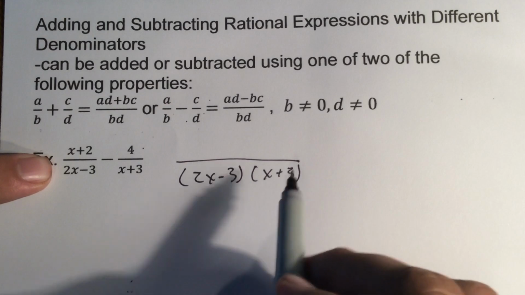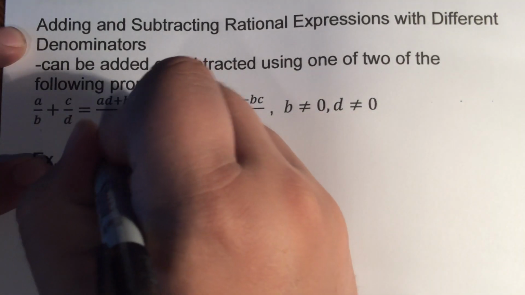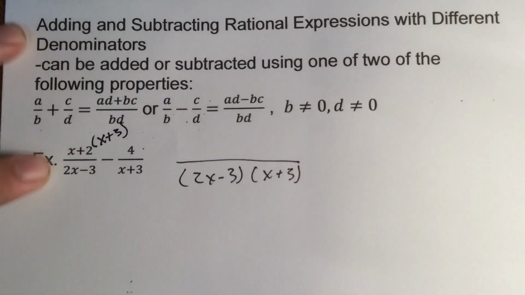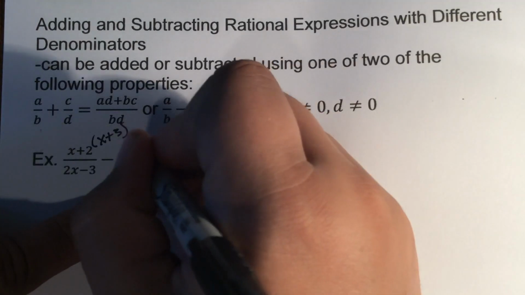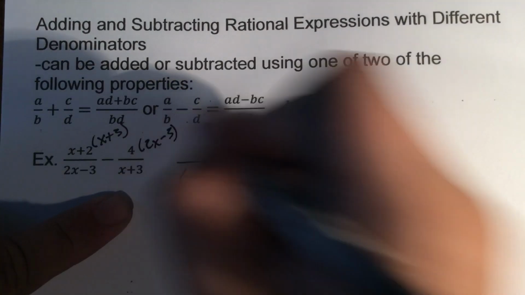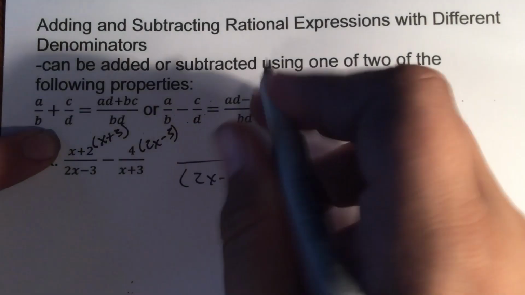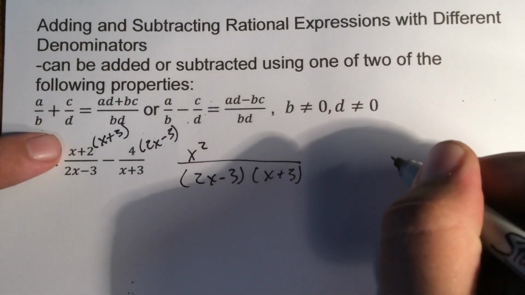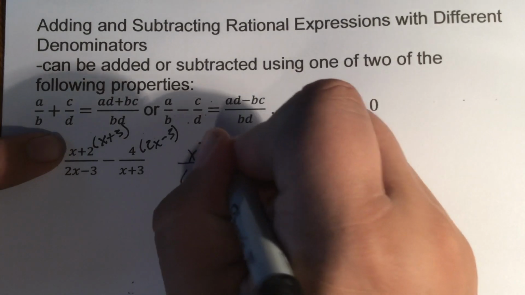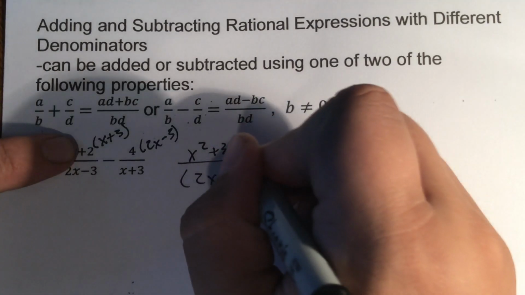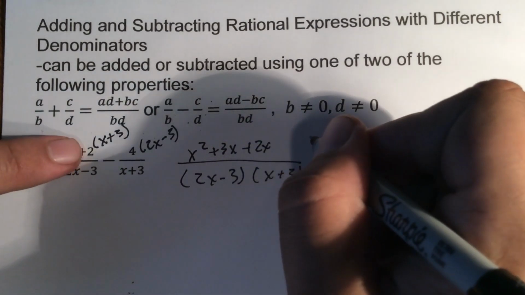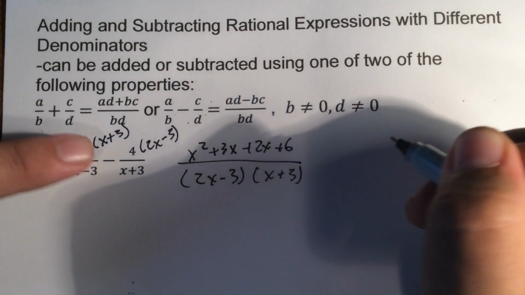Well, this first one is missing an x plus 3, so I'm going to have to times it by x plus 3. The second one is missing a 2x minus 3, so I'm going to have to times it by 2x minus 3. So this here I have to FOIL. X and x would make x squared. X and 3 would be plus 3x. 2 and x would be plus 2x. And then 2 and 3 would be plus 6.